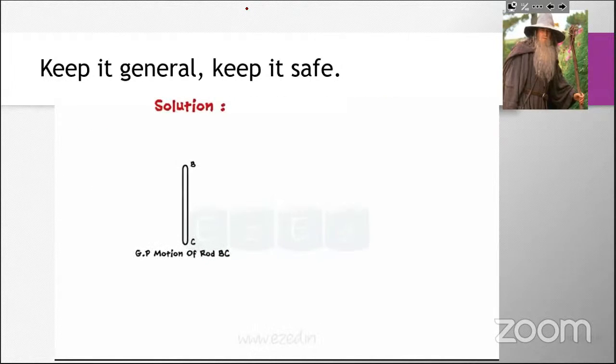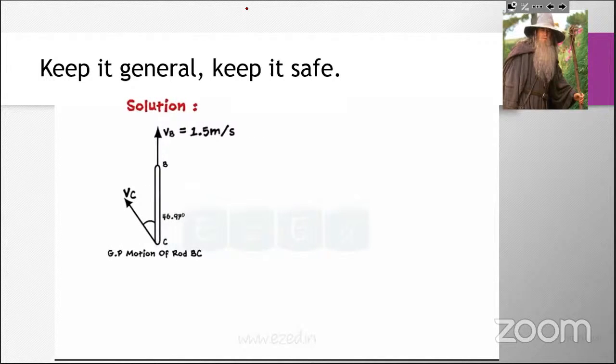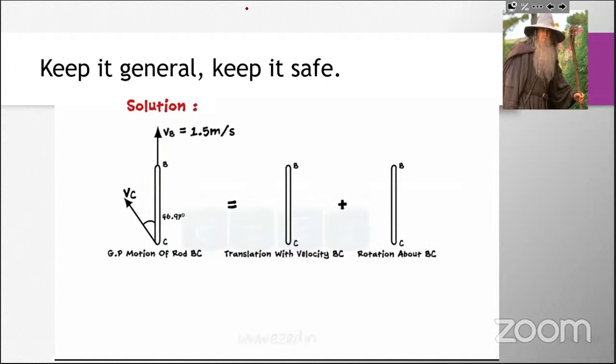Consider general motion of rod BC. For general plane motion, we will use relative velocity method. Step 1. Locate the point whose magnitude and direction is known. Here, velocity of point B is known. Step 2. Locate a point whose direction is known, that is point C. Step 3. Now divide the motion of the body as sum of translation and rotation motion. Translate the body with the translating velocity, that is Vb, and rotate it about a fixed point B.